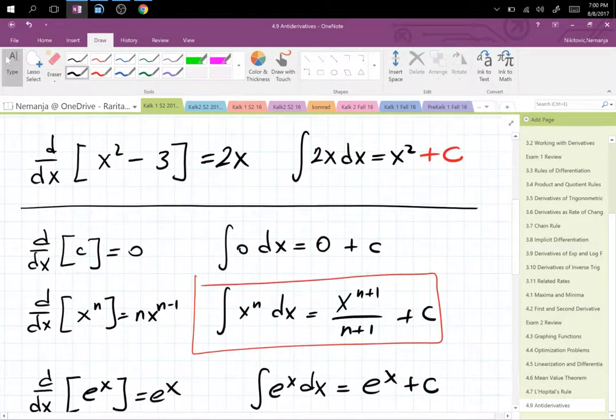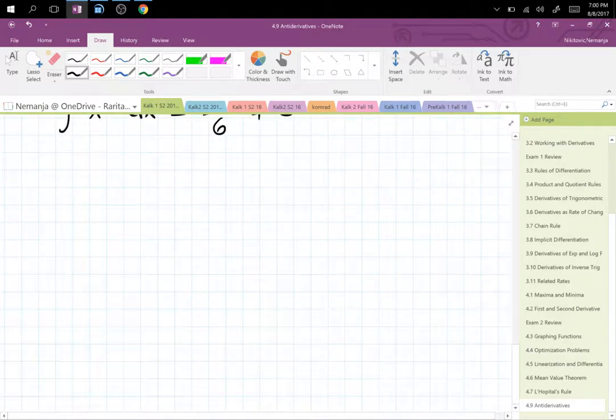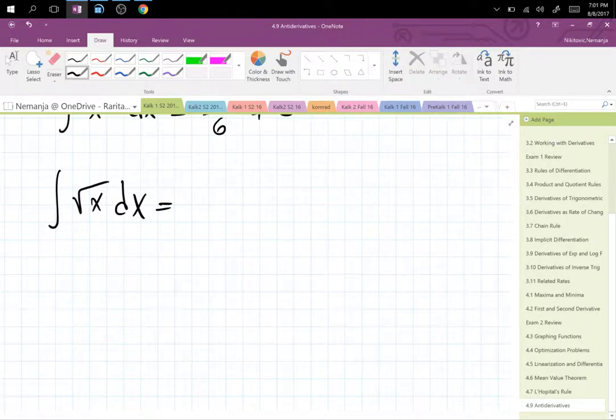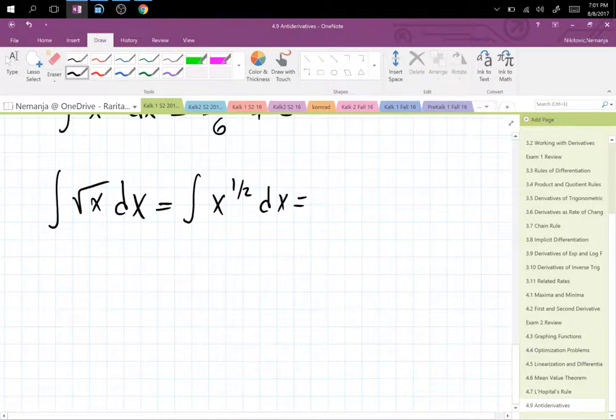You have to learn it. The one that's boxed: I had x to the 5, it becomes x to the 6 over 6. What is the integral of square root of x dx? What do I do first? Nice. And then we unleash the same formula to get x to the 3/2 divided by 3/2 plus c, and then you make it pretty: 2/3 x to the 3/2 plus c.